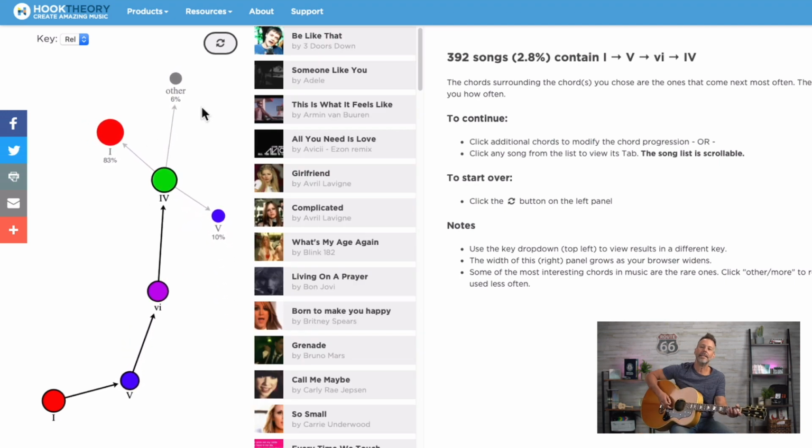If we were in the key of C, it'd be a C chord, a G chord, an A minor chord, and an F chord. If we were in the key of G, the G chord would be the 1, the 5 chord would be a D, the 6 minor chord would be an E minor, and the 4 chord would be a C, all right? A million songs written from this, okay?